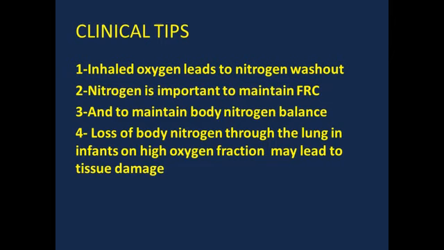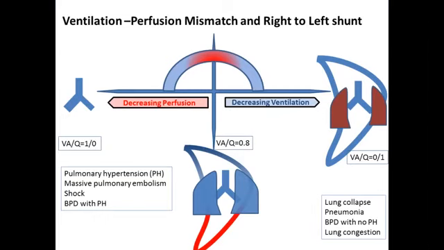So loss of body nitrogen through the lung in infants on high oxygen fraction may lead to tissue damage. Now, ventilation perfusion mismatch and right to left shunt. In this graph you have the optimal lung, which is getting normal perfusion, and the lung is normal, so the blood leaving the lung now is fully saturated. Ventilation perfusion match in this case is around 0.8.